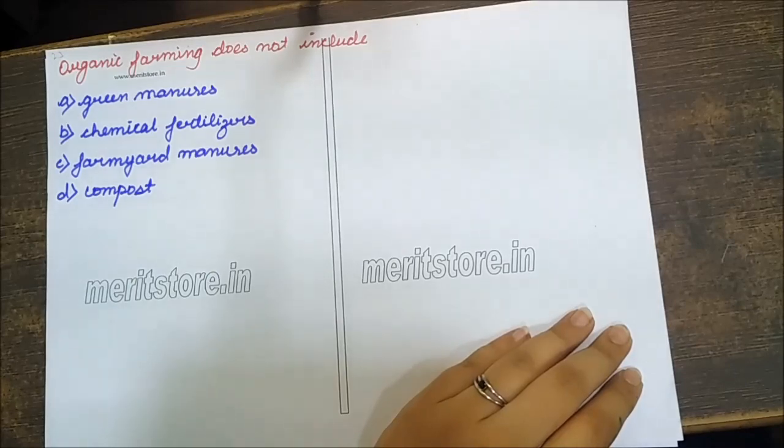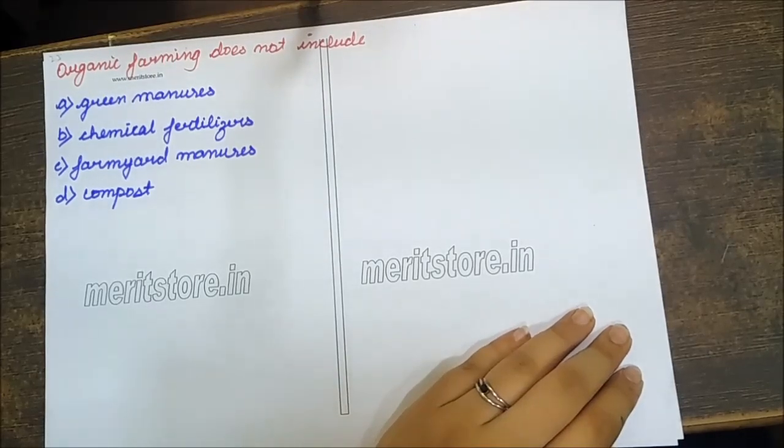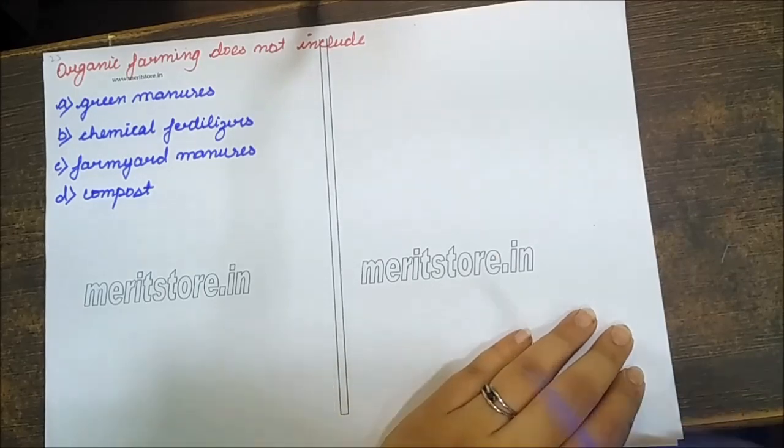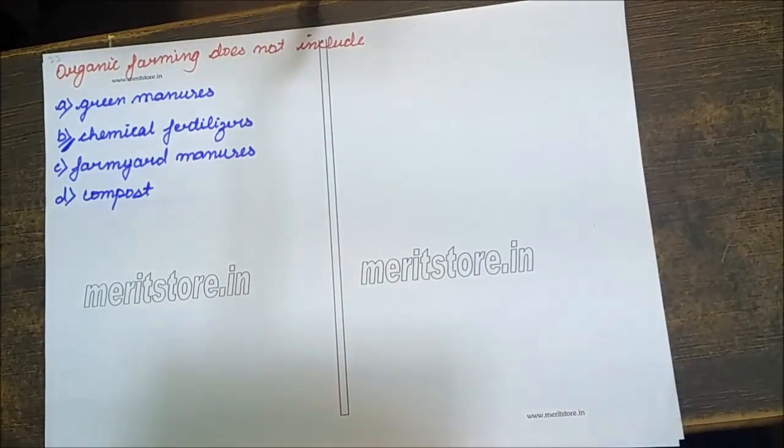Let's move on to the next question. Organic farming does not include green manures, chemical fertilizers, farmyard manures, or compost. And the answer for this is B, which is chemical fertilizers.